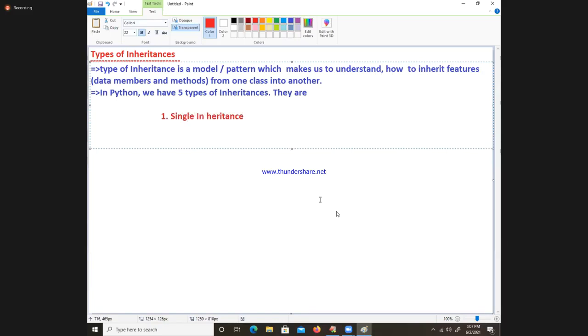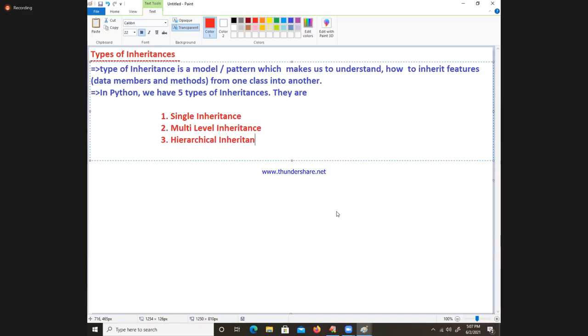Next, I will explain. Second one I will talk about multi-level inheritance. See how I will make you perfect in this. Next, the third one: hierarchical inheritance. Next, the fourth one is called multiple inheritance.